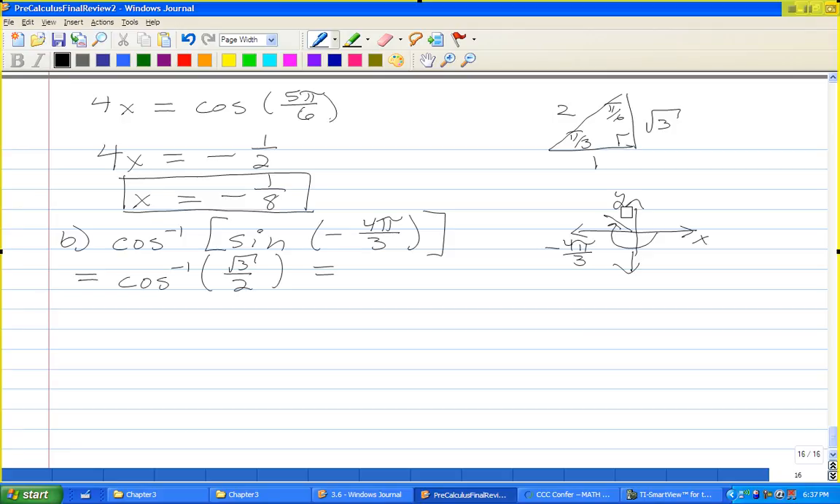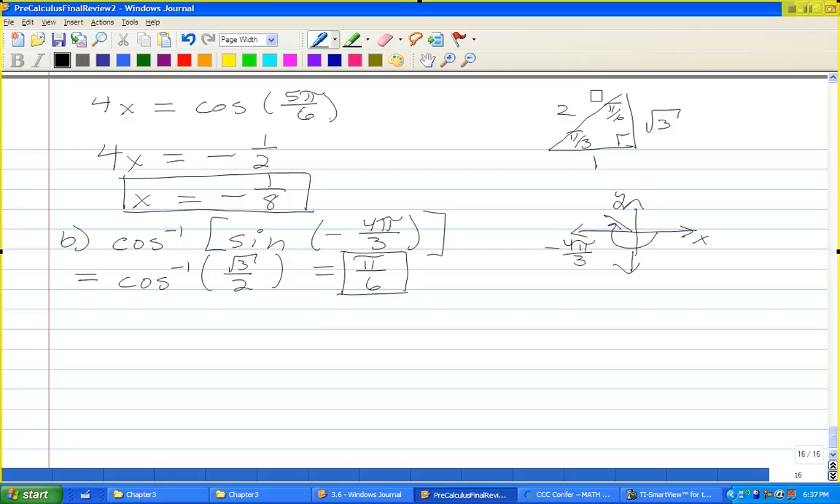So now let's do cosine inverse of rad 3 over 2. So the cosine of pi over 6 is rad 3 over 2. Oh, you stupid. It's pi over 6. So it's pi over 6. Okay. And so that's the angle such that cosine of that angle is rad 3 over 2.